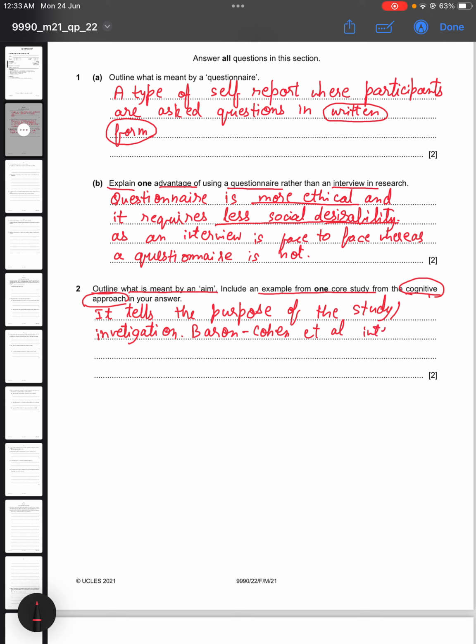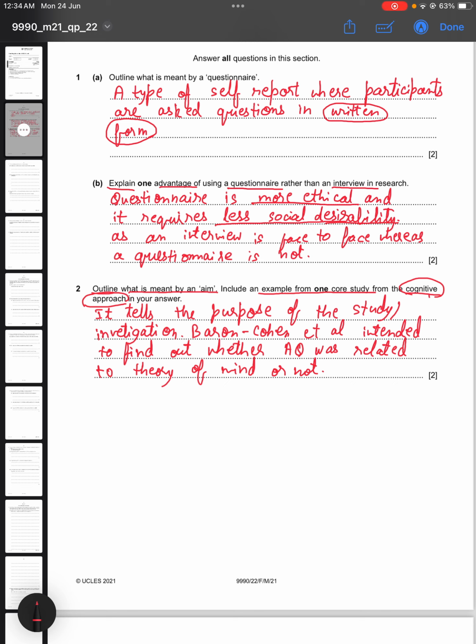intended to find out whether AQ was related to theory of mind or not. So this is one of the examples you are giving from the cognitive approach.